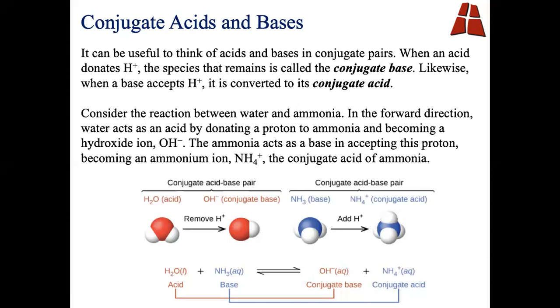Okay. In the reaction shown below, we have water reacting with ammonia. Water is acting as our Bronsted-Lowry acid because it donates a proton to ammonia. Ammonia is then acting as the base, and water forms hydroxide, which is the conjugate base, and ammonia forms ammonium, which is then our conjugate acid.